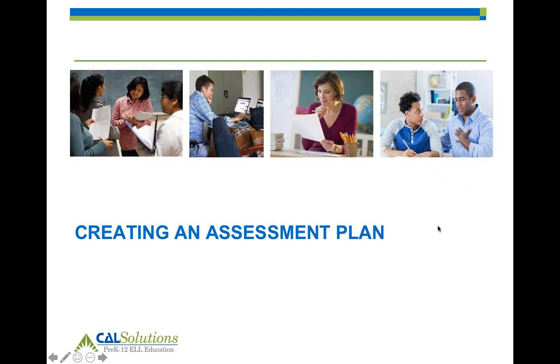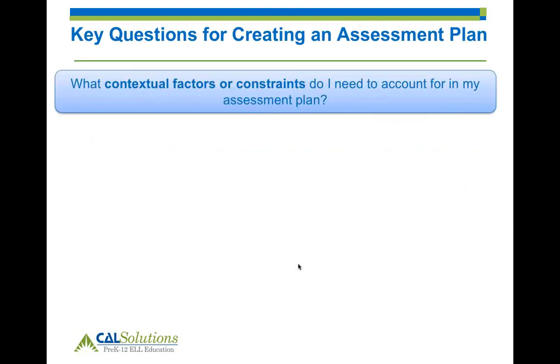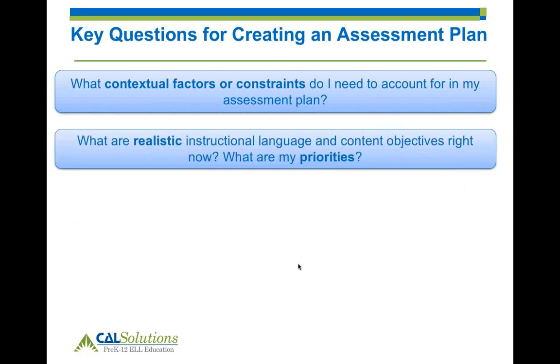So I'm going to walk through some key questions moving ahead in creating an assessment plan. And the remainder of our presentation will be centered around these key questions. So first we have, what contextual factors or constraints do I need to account for in my assessment plan? And we'll talk briefly about some of the issues you're seeing right now and how those may affect what is effective assessment-wise. Next, we have realistic instructional language and content objectives, and also prioritization, asking what's really most important to me right now, because that should be reflected in what I choose to assess.